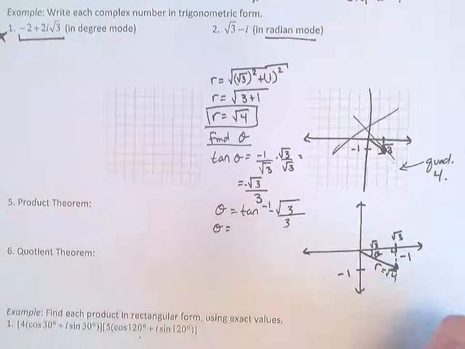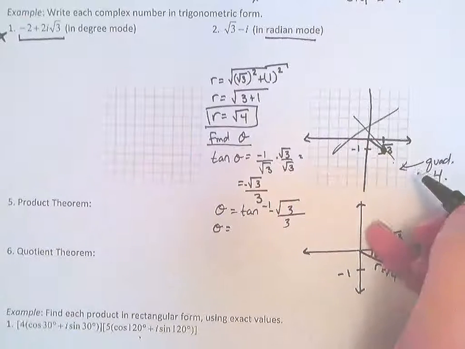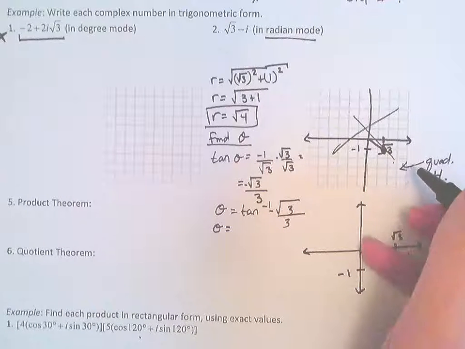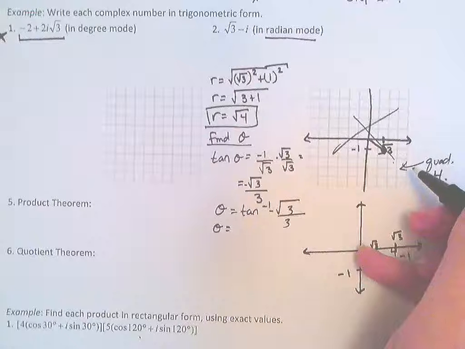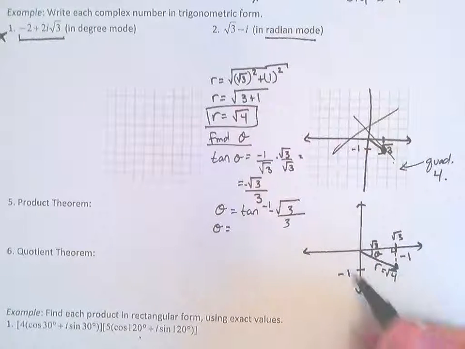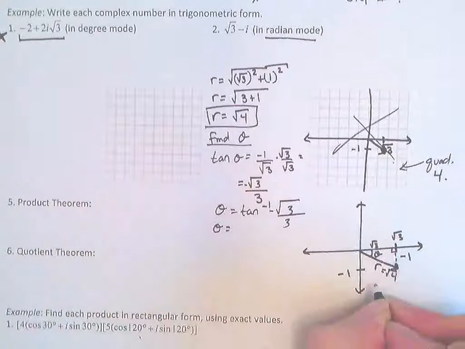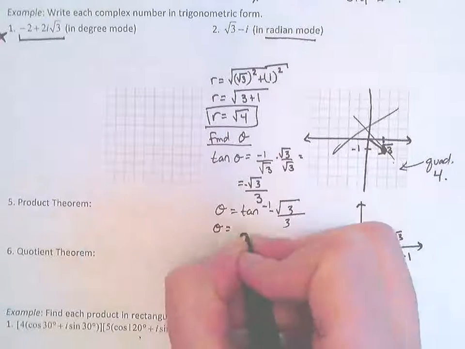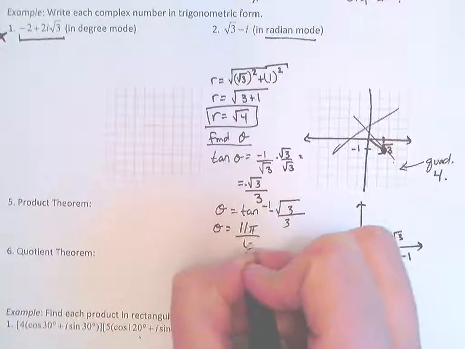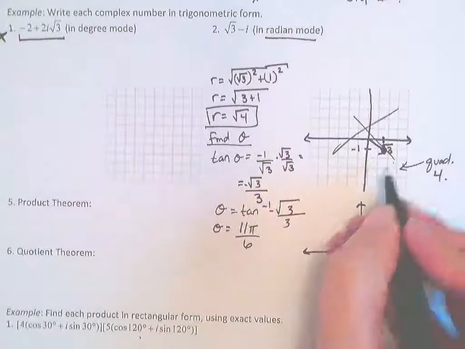So theta is equal to the inverse tangent of square root of 3 over 3. And if you remember correctly, there are two places where this is, and it has to be in quadrant 4. So it's not 5 pi over 6, it's 11 pi over 6. I think I'm mistaken, but whatever, let's write that down: 11 pi over 6, because it's in quadrant 4.